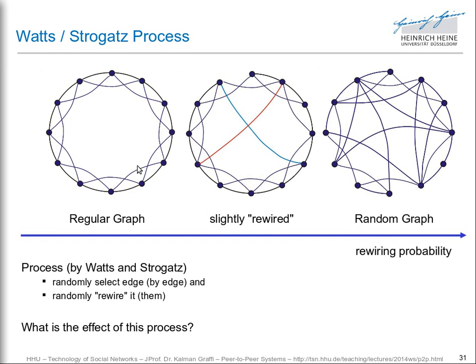So the Watts-Strogatz process is that we randomly select an edge and randomly rewire it with different nodes. For example, here we had this edge and we rewired it so that now we have an edge here, and this edge is from somewhere else, I don't know where, but it's okay. So what is the effect of this process?